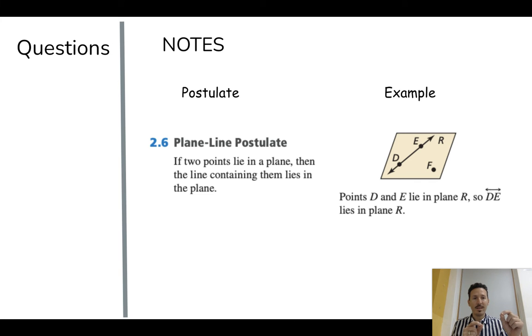If I have 2 points like on a piece of paper, and then I connect them and draw a line, well, now that line is on that paper. So if that paper is like the plane, that's kind of what it's saying.